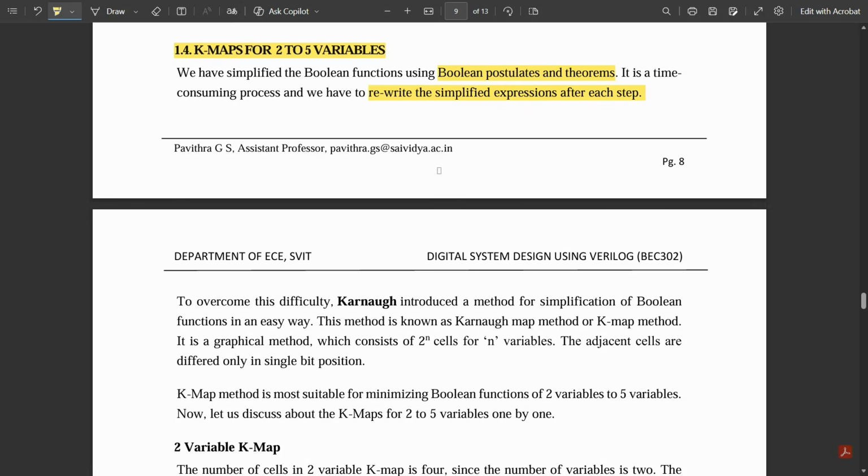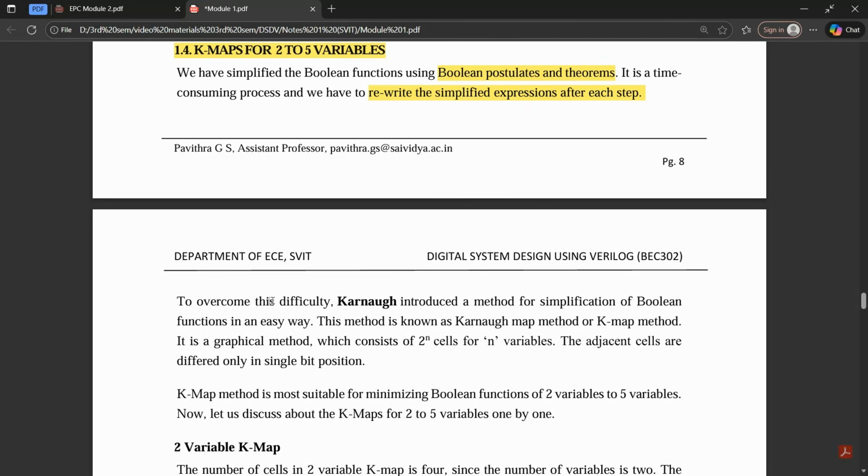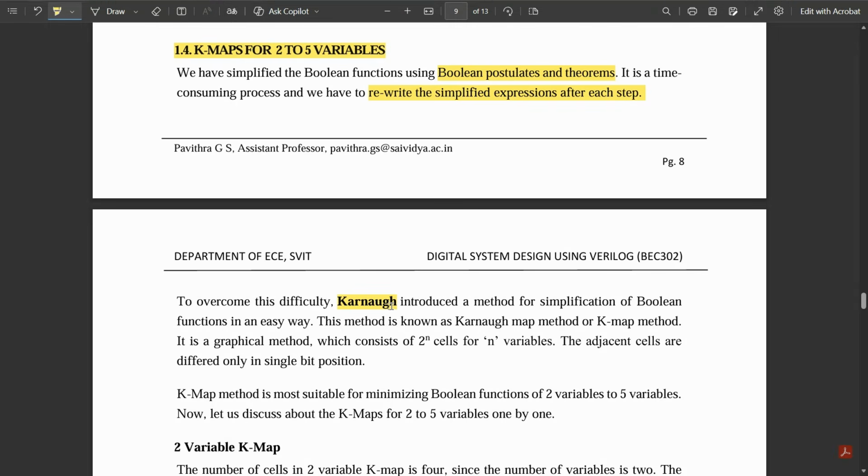Okay, so that is basically the K-map. It would be less time consuming if you understand it very carefully. If you understood it easily, in 2 to 3 minutes you could be solving these problems. So to overcome this difficulty, Karnaugh introduced a method for simplification of Boolean function in an easy way.